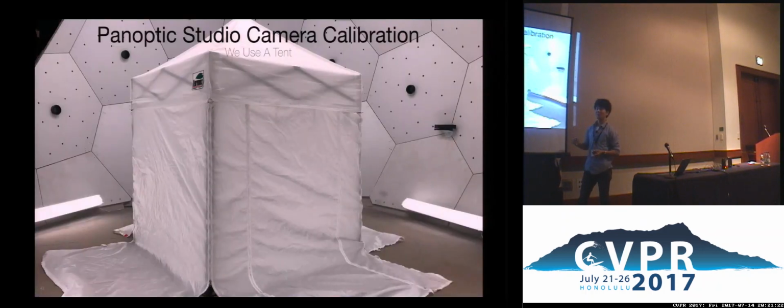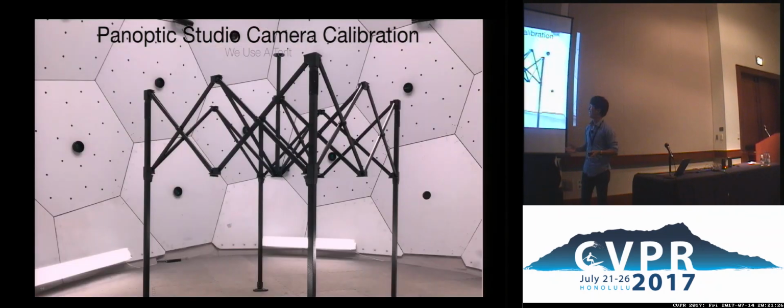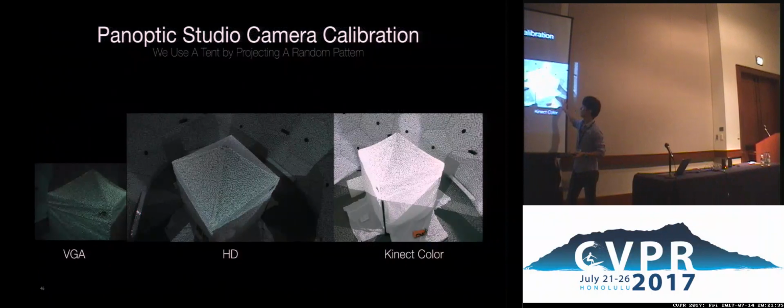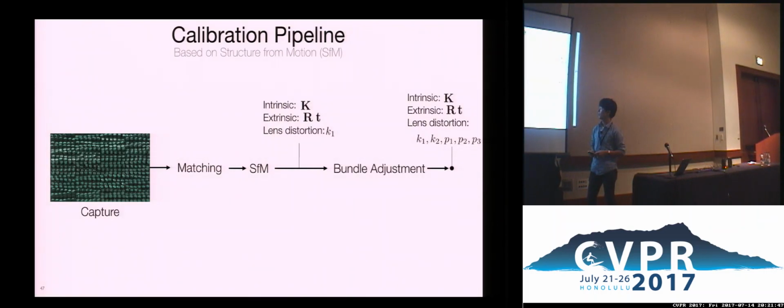So our current solution is this. Now we are using a tent, which is portable. And we just project patterns on the tent so that we have features on the central structure and on the surface as well. So this is a view from different sensors. You can see some random patterns, and you can just do feature matching and run structure from motion to get the parameters. So the way is pretty standard. We capture first, do matching, and run structure from motion.